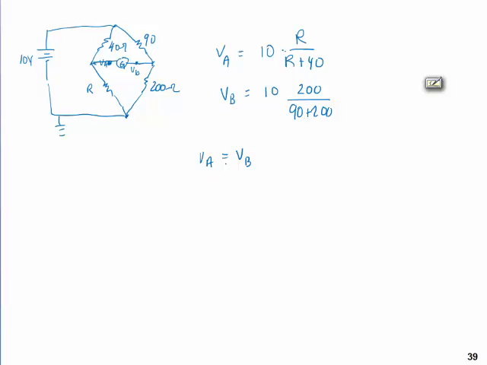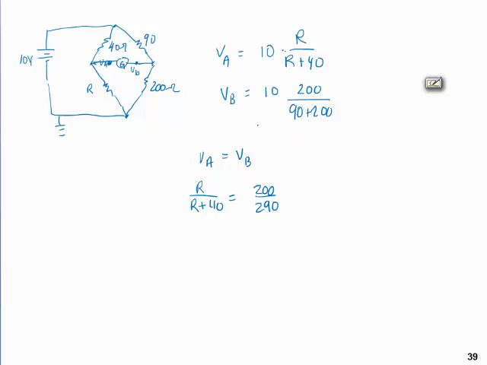So this A equals B, immediately you see that this voltage over here doesn't make any difference at all, and you get R over R plus 40 equals 200 over 290, which is something you can solve for, but you can very, very precisely tune this resistor, vary this resistor, and find out what it is.